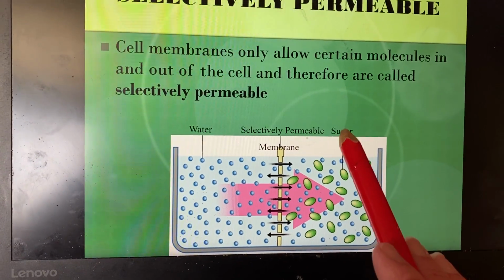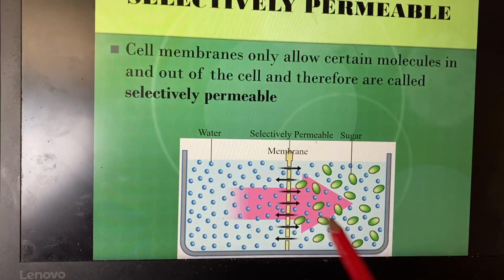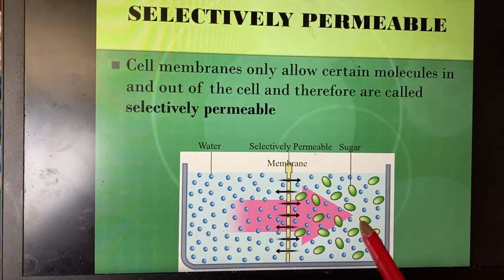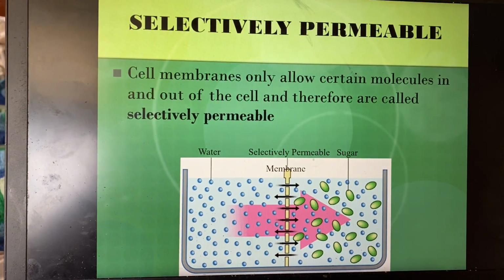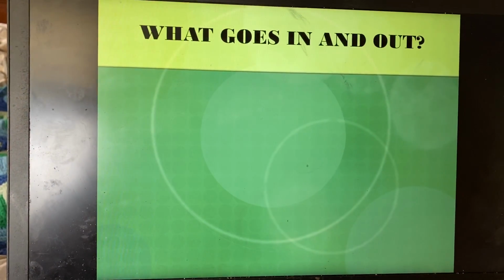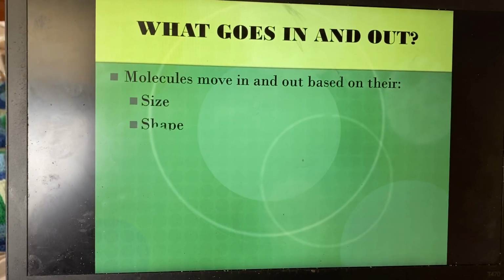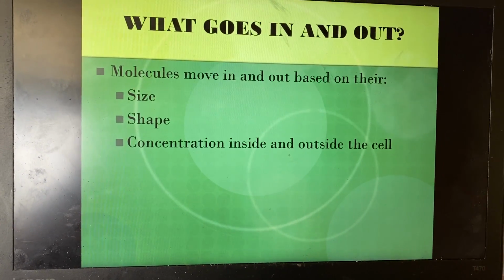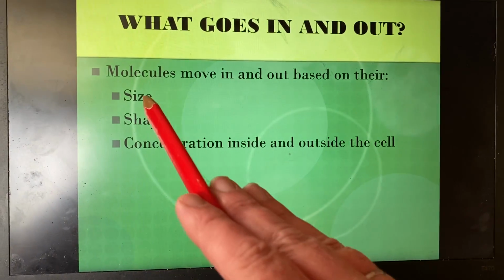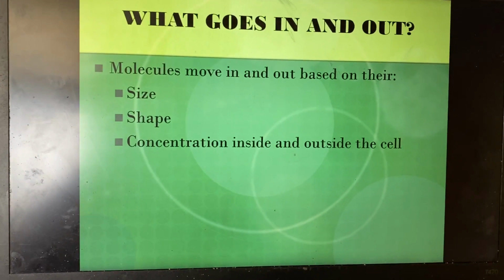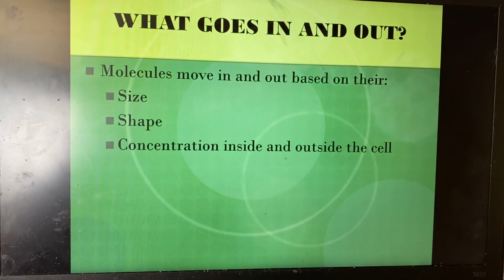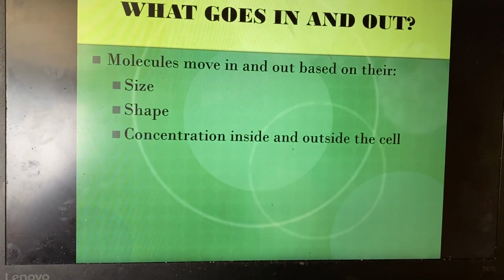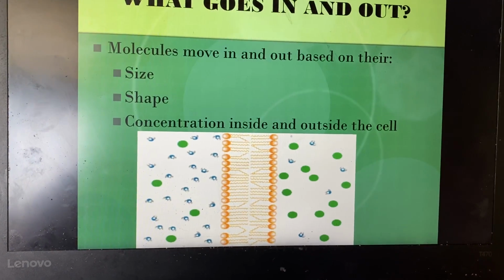But these sugar molecules can't. So they're still kind of crowded and annoyed with each other. And they can't move because they're too big. So membranes decide what comes in and out of them. Their selectivity is based on the size of the molecules. The sugar we just showed was too big. The shape, if it's oddly shaped, it's not going to let it in. And then of course the concentration, which we've already talked about. It moves from high to low.